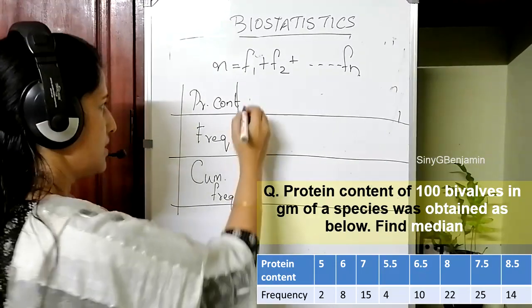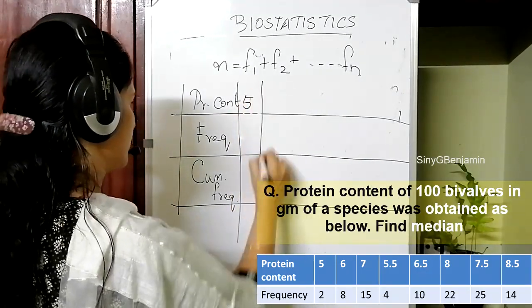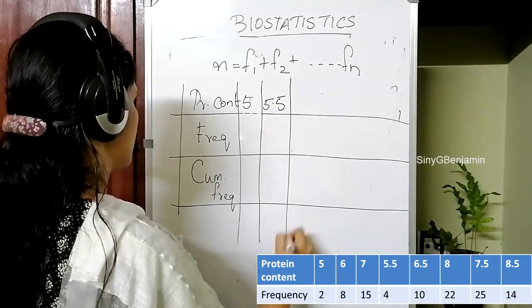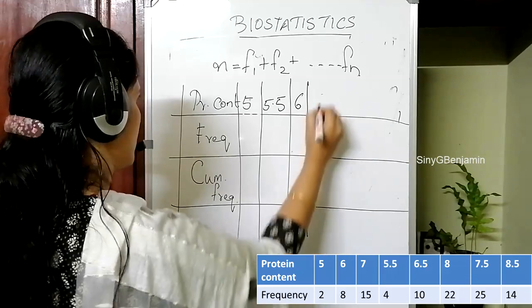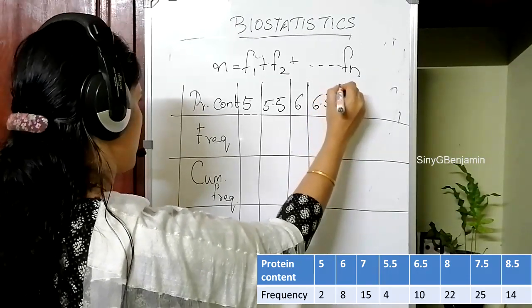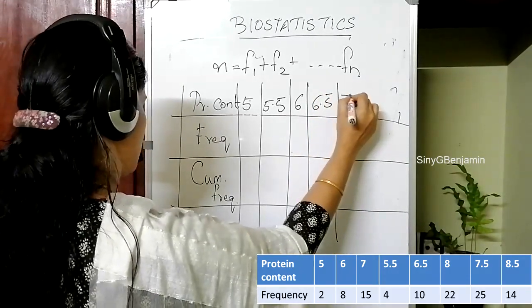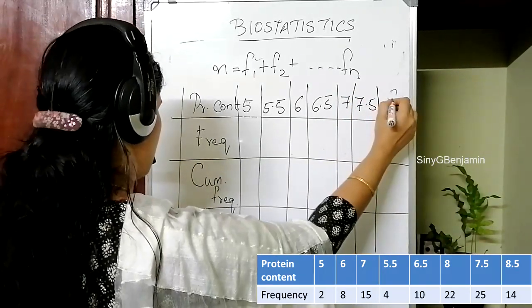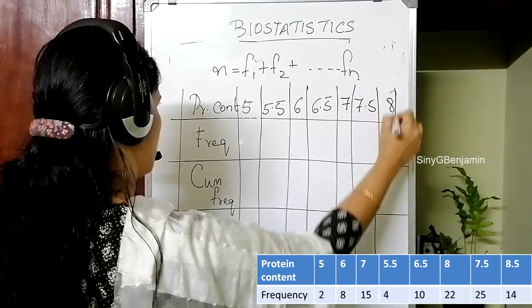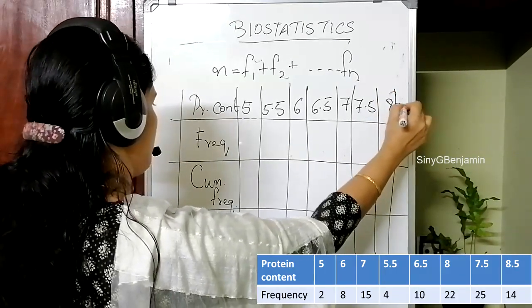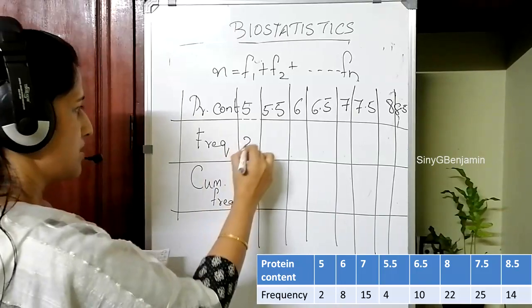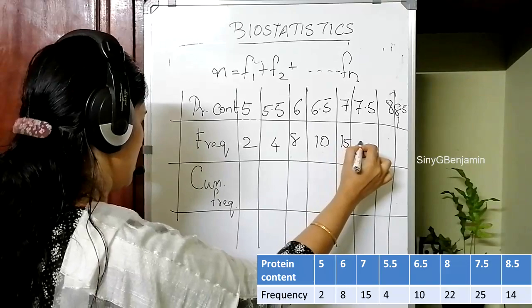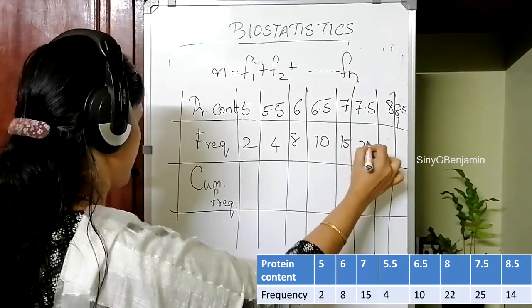Then protein content is 5, 5.5, 6, 6.5, 7, 7.5 and 8, 8.5. Then frequency is given here: 2, 4, 8, 10, 15, 2, 25, etc.